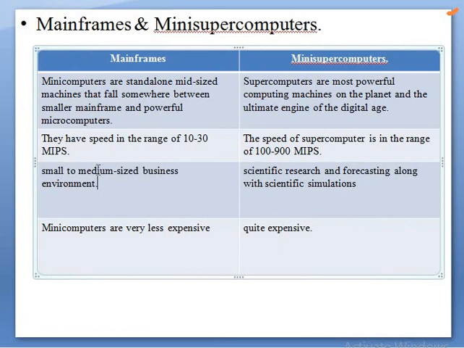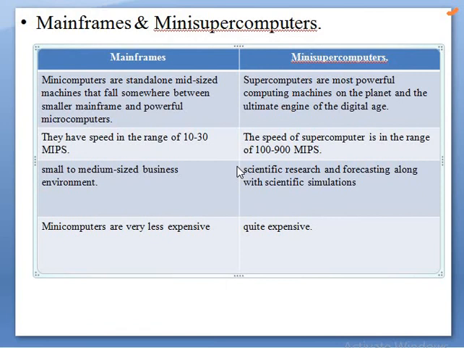So where is it applicable? Mainframes are best applicable to small and medium sized businesses. Supercomputers are applicable for scientific research and weather report forecasting. Mainframes are less expensive, whereas mini supercomputers are more expensive compared to mainframes. Okay, so this is the difference between mainframes and mini supercomputers. Okay, thank you.